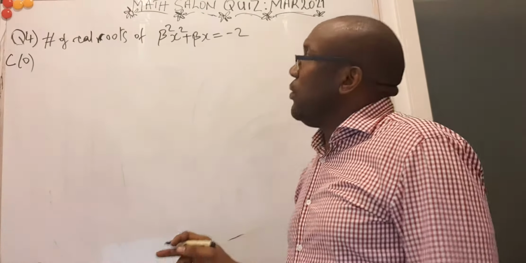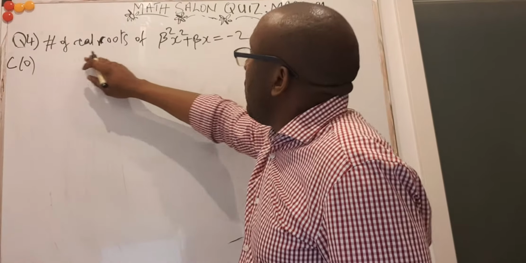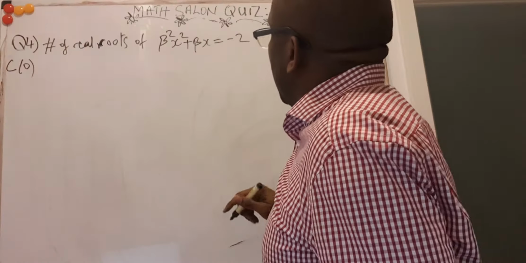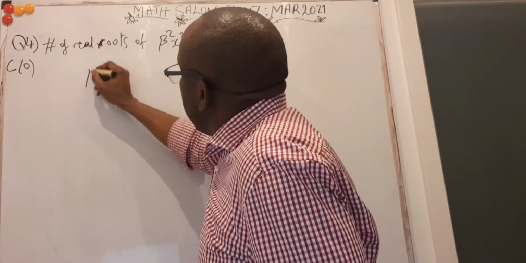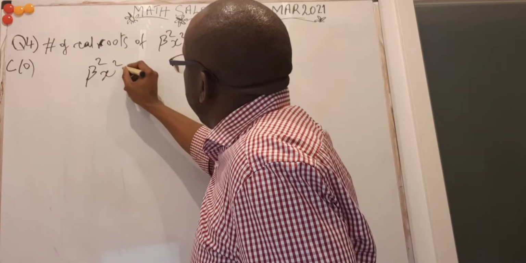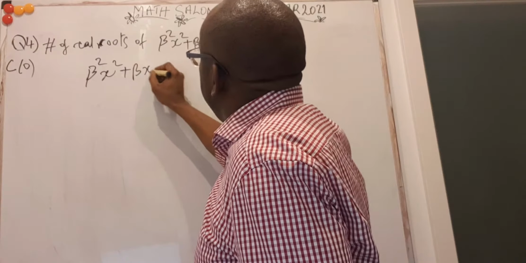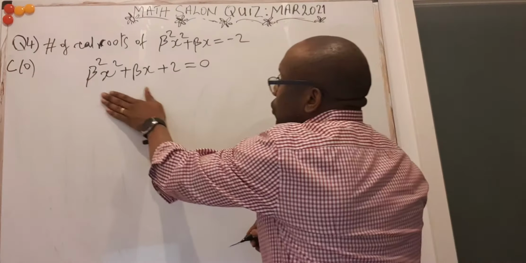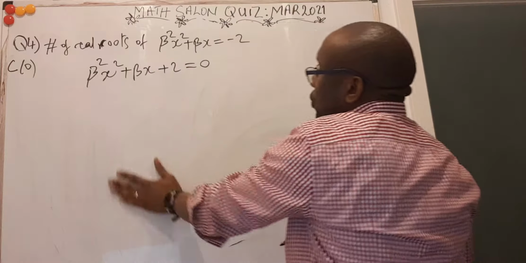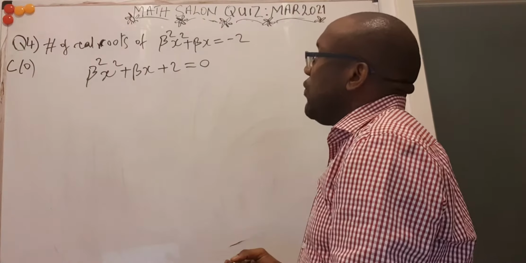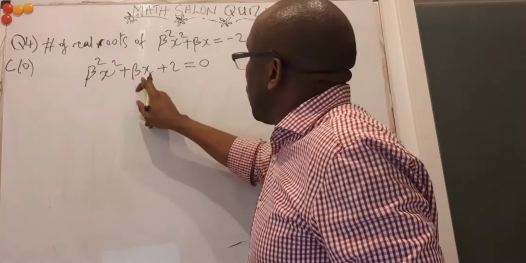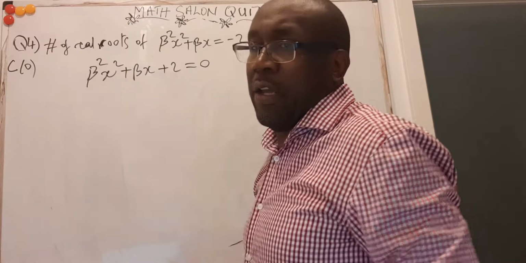The fourth question, we have to look for the number of real roots of this equation. So my equation is beta squared x squared plus beta x plus 2 equal to 0. In this expression, it was important. This is a quadratic equation, so we can actually apply the general quadratic equation formula if we want to get some information about the roots, considering that we don't have true coefficients here.